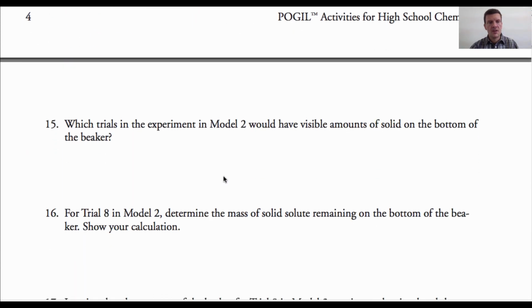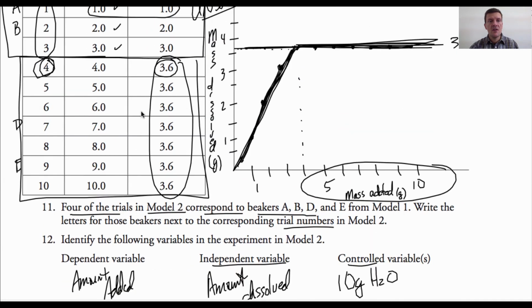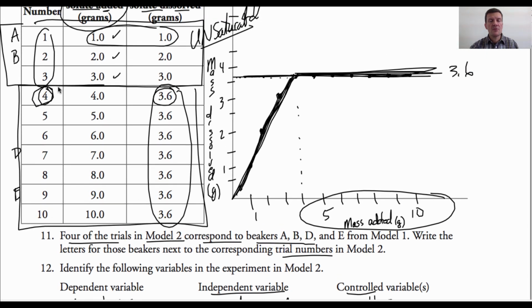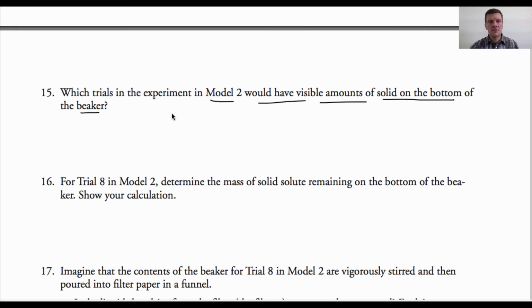Okay? Which trials in the experiment in Model 2 would have visible amounts of solid in the bottom of the beaker? Well, that would be 4 through 10. Remember, right at 3.6, you won't have anything at the bottom, but it's still saturated, if you've added exactly 3.6. But here, 4 through 10, you're going to have something at the bottom of the beaker because you've added too much. Okay? So that would be trials 4 through 10.